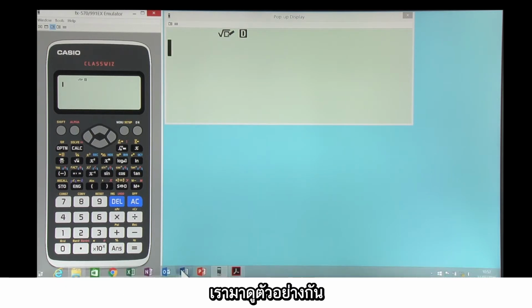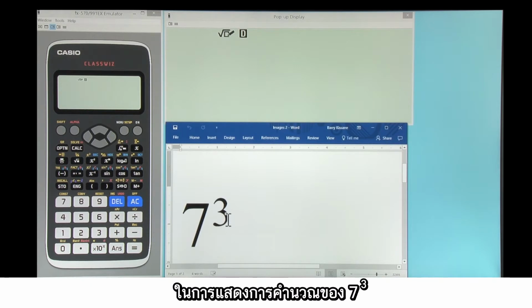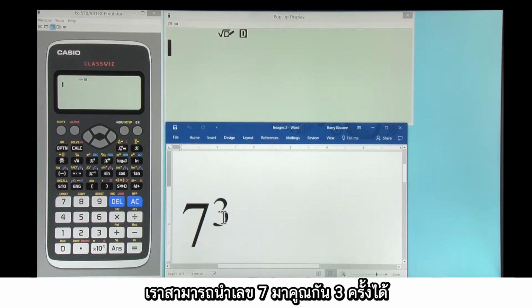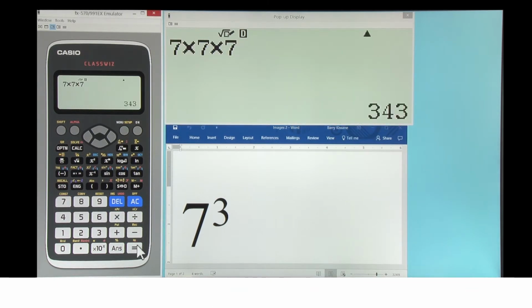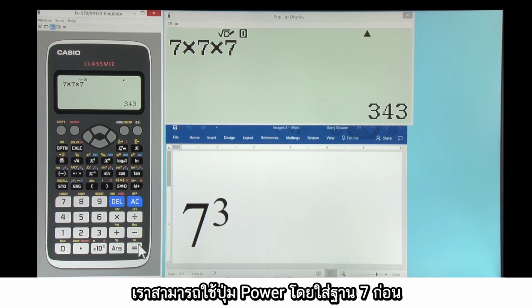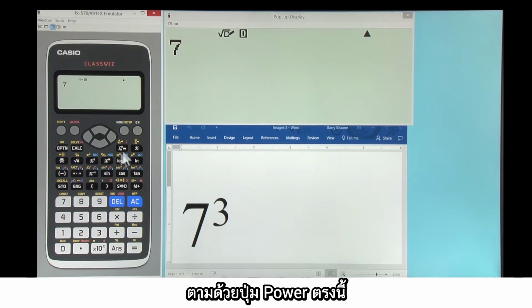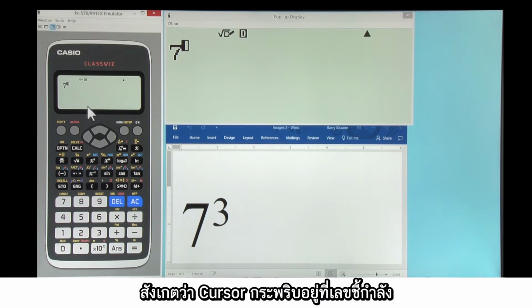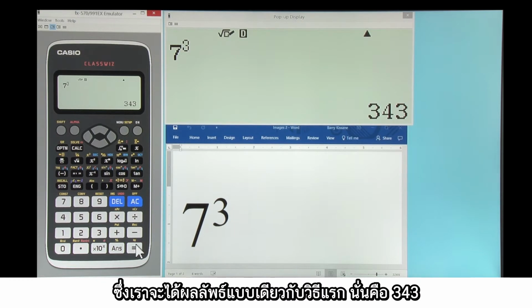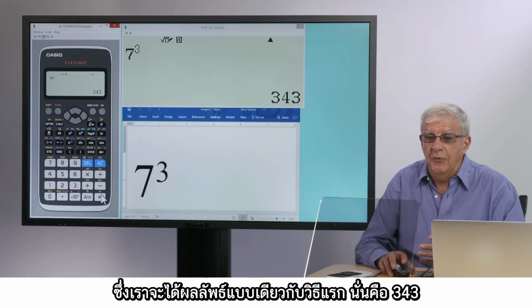Let's look at an example. To represent 7 to the power 3, we could multiply 7 by itself 3 times: 7 multiplied by 7 multiplied by 7. We can use the powering key by first entering the base of 7, and then here's the power key here, tapping the power key and then entering the power or the index of 3. Notice the flashing cursor stays in the index, and we get of course the same result, which is 343.